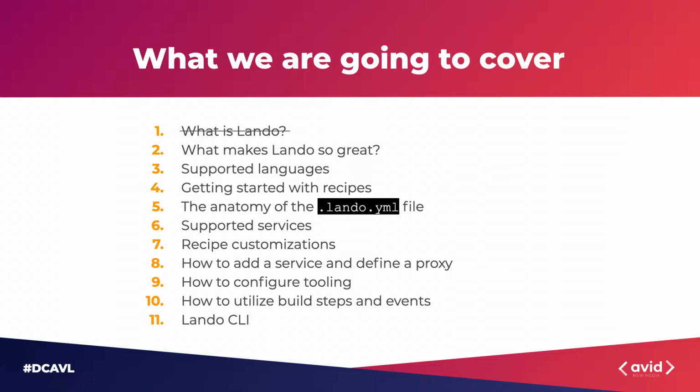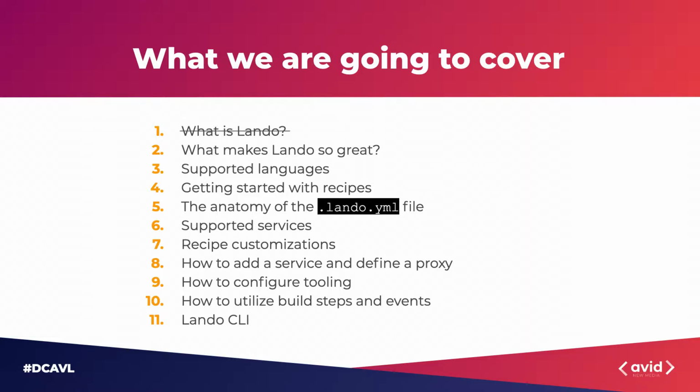It's just so simple. We'll look at the anatomy of the Lando file to give you an idea of what's really possible with it and give you a starting point, something to look at, as well as the supported services out of the box, where there are already Docker images for a number of services that just function with Lando. We'll customize the recipes, of course. We'll look at adding services and defining a proxy or a vanity URL for those services so you can access things like phpMyAdmin or Solr via the local web browser.